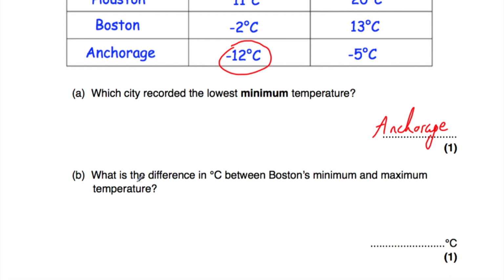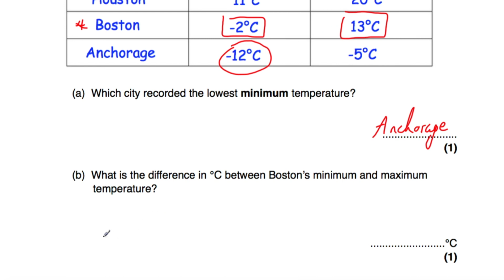Okay, let's have a look at part B. Part B says, what's the difference in degrees Celsius between Boston's minimum and maximum temperature? So if we have a look at Boston here, the minimum temperature in Boston is -2 degrees Celsius, and the maximum temperature in Boston was 13 degrees Celsius. And we're looking for the difference between those numbers. So in other words, what's the difference between -2 and 13? Now we can do that in a couple of different ways.